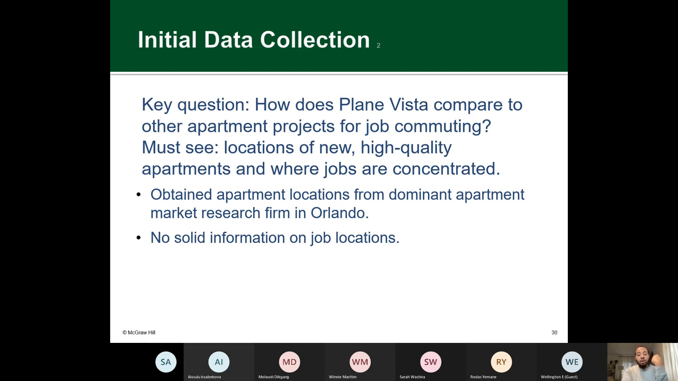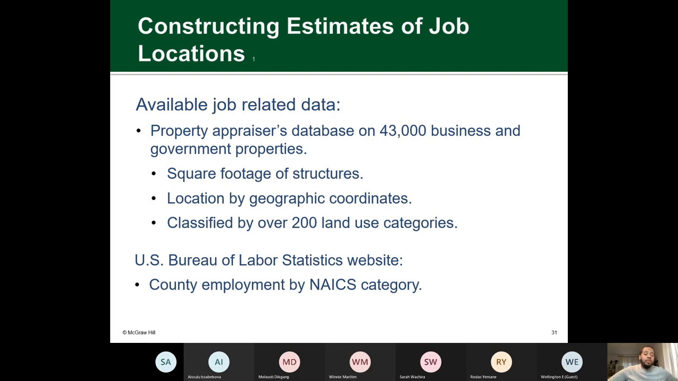So the question, if we're going to place ourselves in their shoes, is how does this plan compare to other projects focused on the community, right? You need to look at other locations where new apartments are, where the jobs are, right? And we got information to go for, and it has to be useful. It can't just be stuff that clearly shows that it didn't take a lot of time, it was made up.